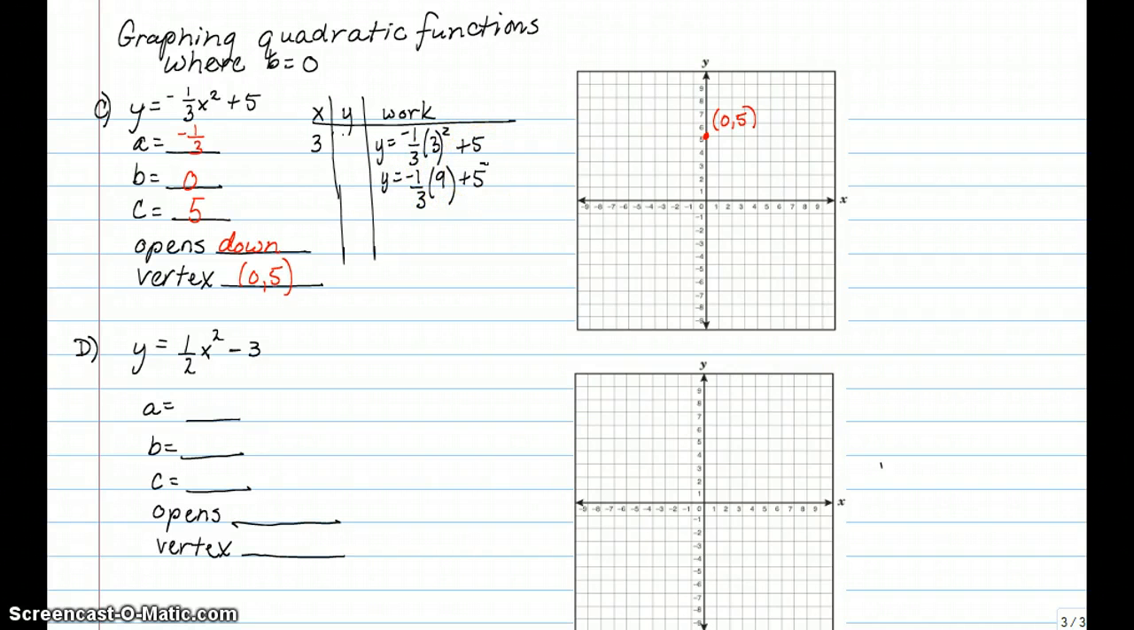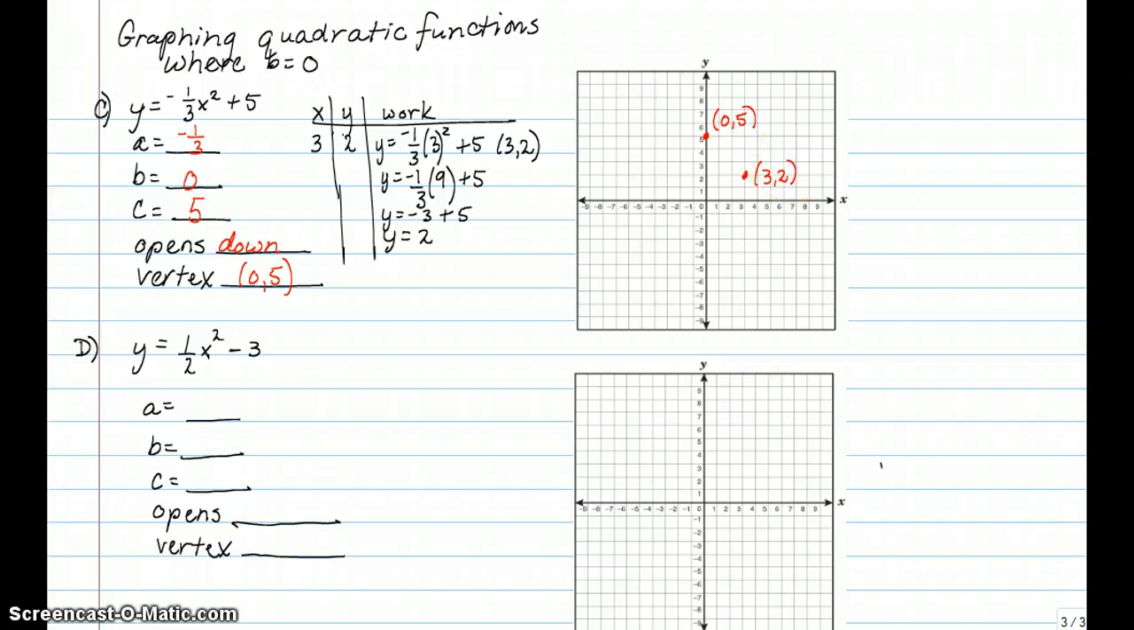Now, when you take a third of something, it's like dividing by 3. A fourth of something is like dividing by 4. A seventh of something is like dividing by 7. So 9 divided by 3 is 3. Negative times a positive is a negative. So y equals negative 3 plus 5. Y equals 2. So your ordered pair is 3, 2. We're going to plot that. 3, 2. You're going to see that it's going to be much wider. And we're going to label it.